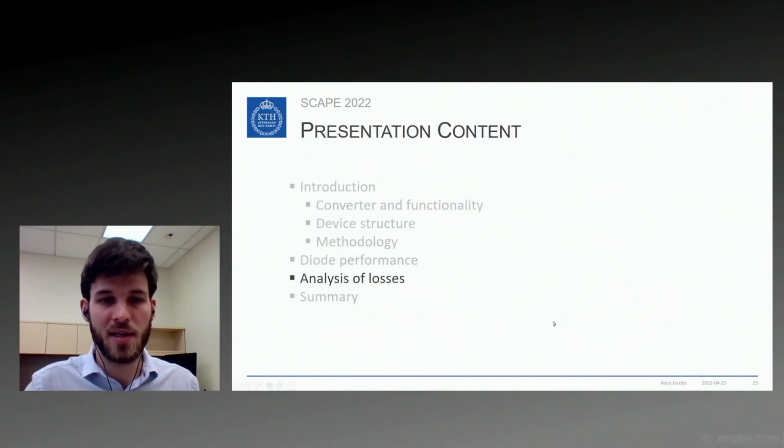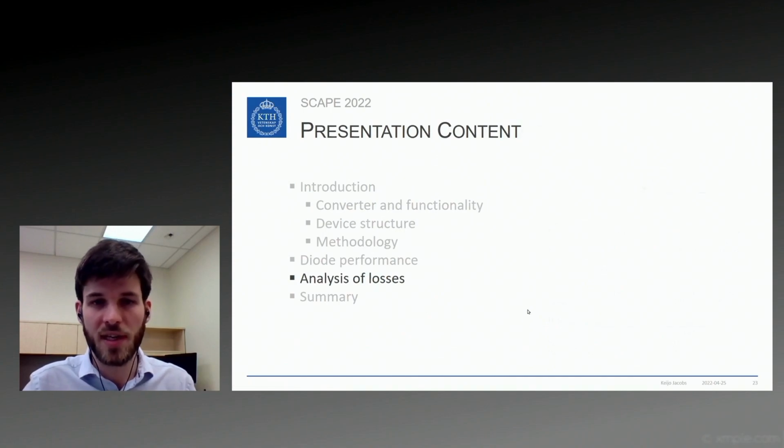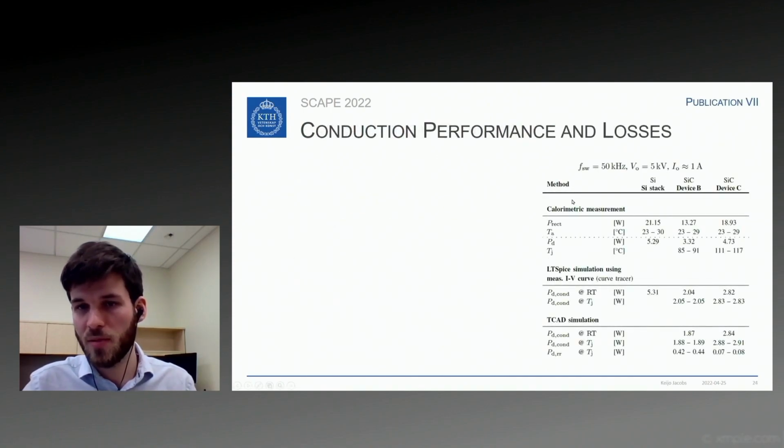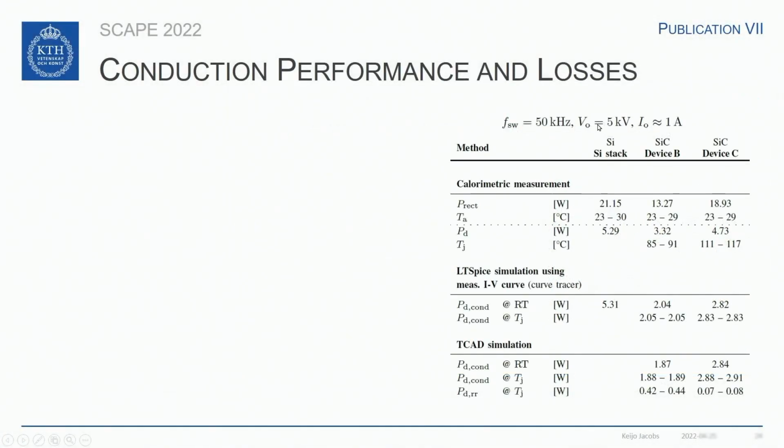Let's now analyze the losses of the diodes. I prepared this table, which is a bit big, but we will go through it step by step. I compared here the silicon stack, which is the state-of-the-art implementation of the diode rectifier, to device B, which is our conduction optimized device, and to device C, which is our switching optimized device. All of these comparisons are done at the operation point, which can be seen here.